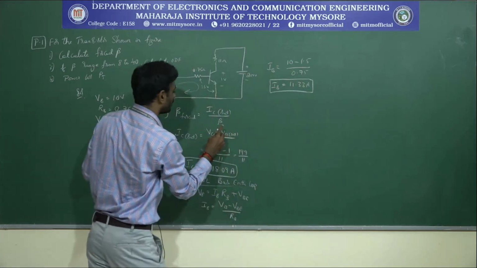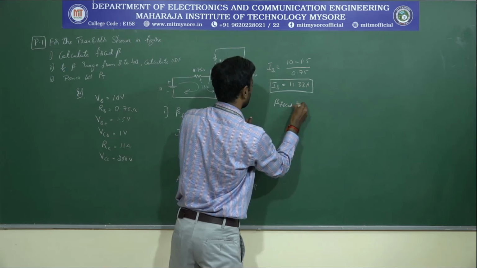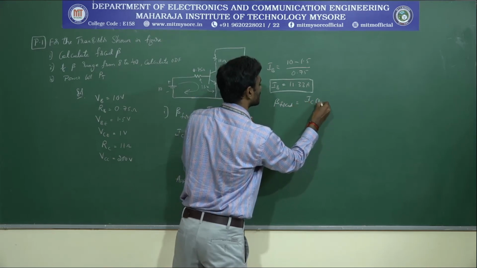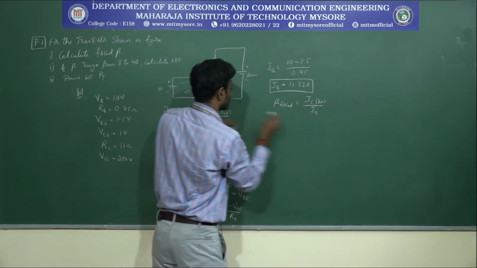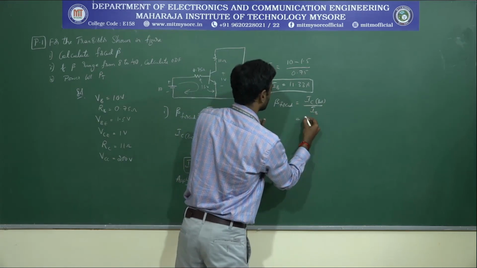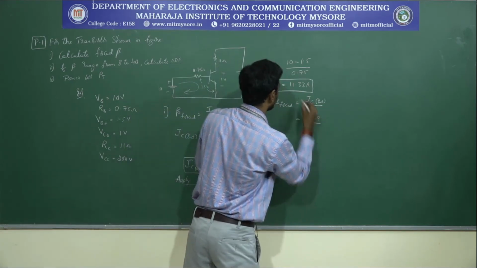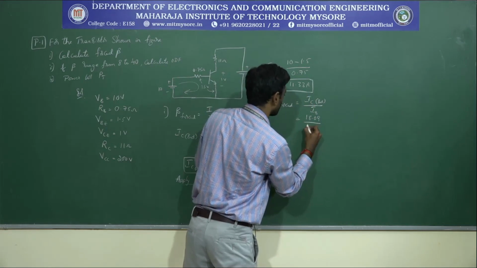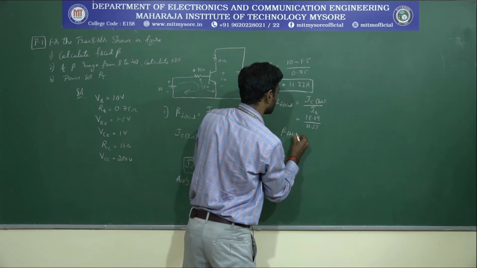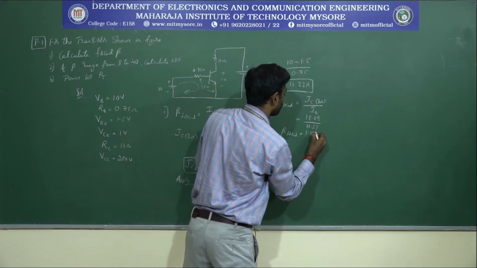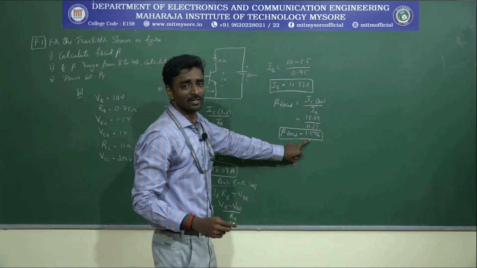So I can find out the forced beta value, which will be equal to IC saturation divided by IB. Here IC saturation is 18.09 divided by the base current, which is 11.33. So the forced beta value will be equal to 1.596. The forced beta should not have any unit here.